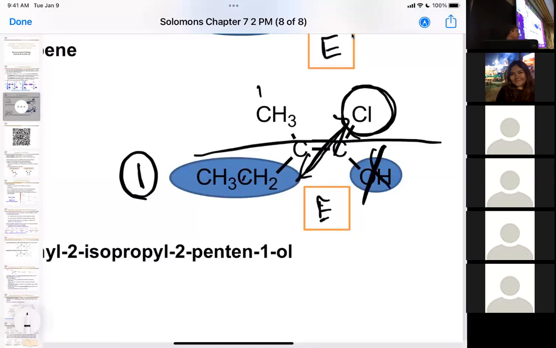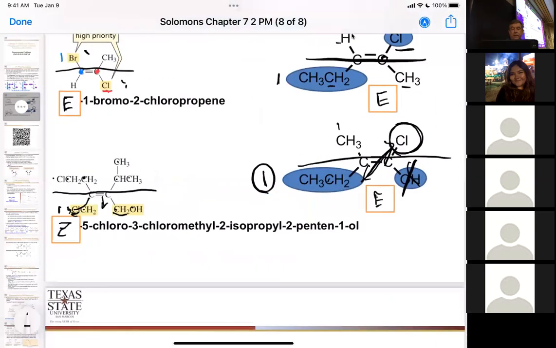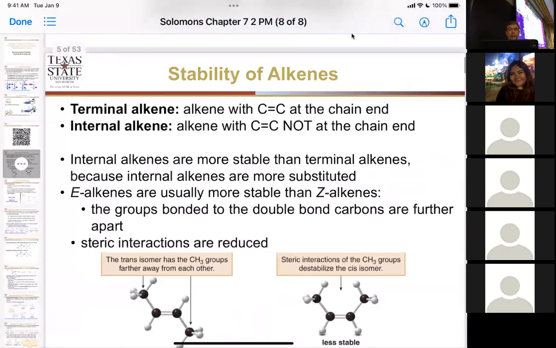Now you can actually go back and do the chiral thing on the back sheet, and that'll help you with the E and Z as well. And then they'll double check. Okay. All right, we did that.